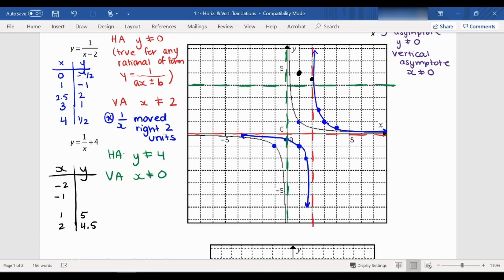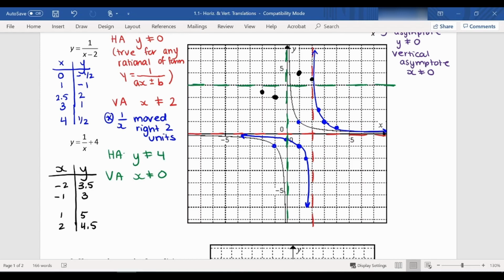Okay. If I try -1, I get 1 over -1 plus 4. That would give me -1 plus 4, which gives me 3. So I'm going to have a point at -1, 3. If I plug in -2, I get -1/2 plus 4, which would give me 3.5, which would go here.